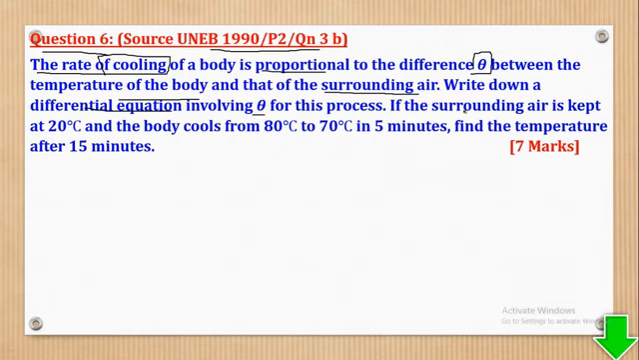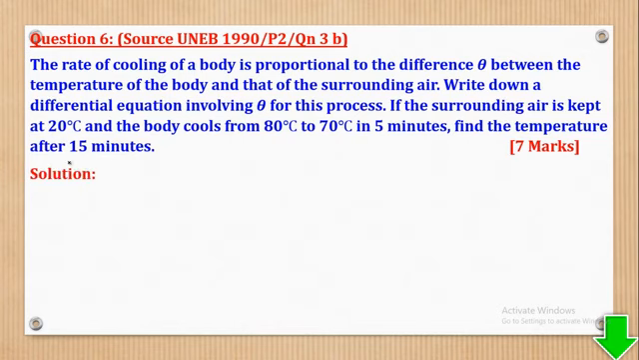If the surrounding air is kept at 20 degrees Celsius and the hot body cools from 80 degrees Celsius to 70 degrees Celsius in 5 minutes, find the temperature after 15 minutes. So the differential equation will be d theta/dt is proportional to theta, therefore d theta/dt will be equal to negative k theta. So note that, negative k theta. So remember, it has to be a negative constant.